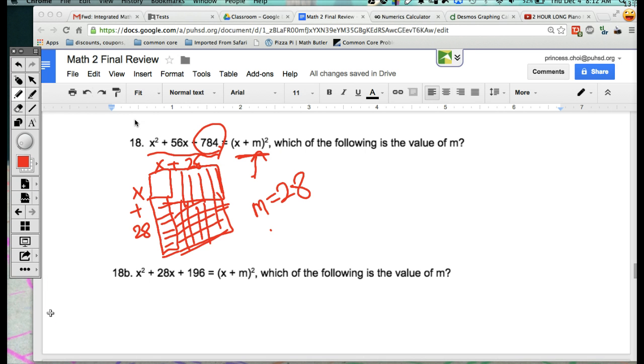How did you get 28? Okay, how did I get 28? There's 56 rectangles. If you want to make the perfect square, that means this side and this side have to be the same. So you have to evenly split the 56 rectangles into two and put 28 of them here and 28 of them there. That's it. And then how did you find the little squares? 28 times 28. If you use your calculator, you'll get 784. All right. Ready? 18b. Ready? Go.